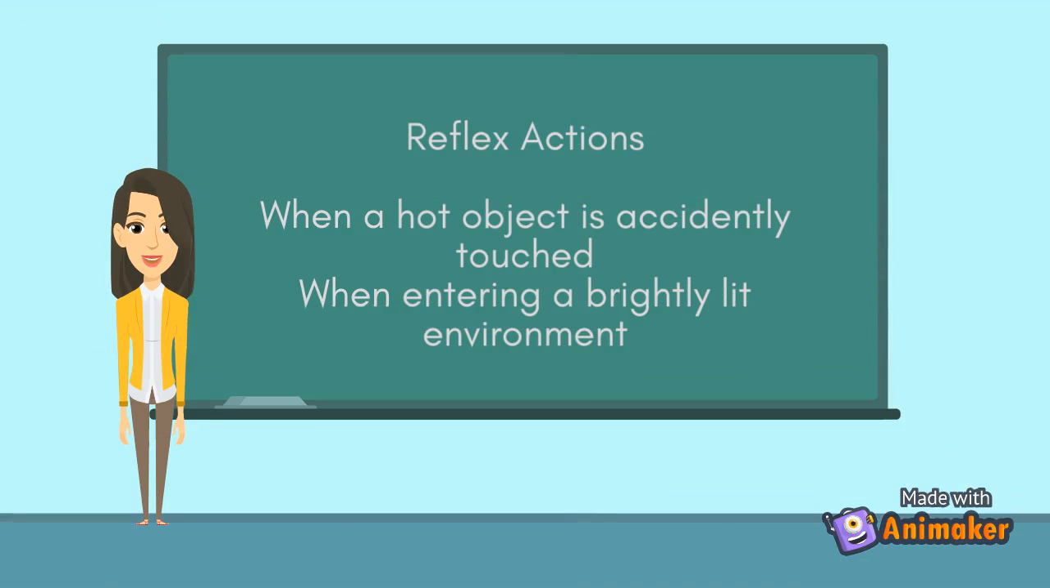Now that we know about neurons, let's discuss reflex actions. To start with, a reflex action is an instant action to a specific stimulus, and the point to note here is that it is an unconscious activity. There are many reflex actions that occur and their function is to protect us from harm and danger. Reflex actions can be triggered when you accidentally touch a hot object or when you enter a brightly lit environment. Neurons that we learnt before help reflex actions to take place by transmitting electrical impulses very fast.